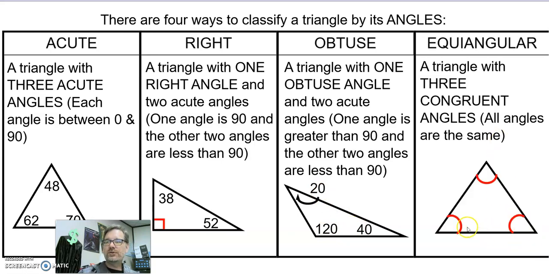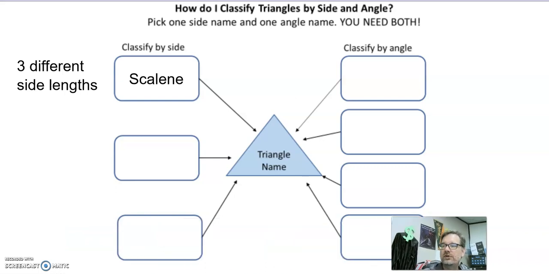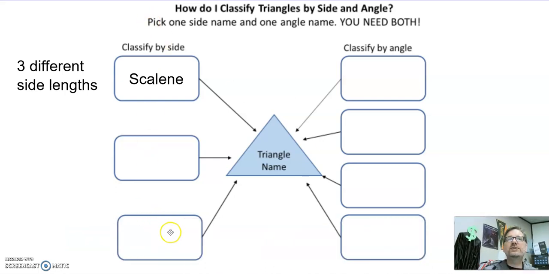Equiangular is a triangle with 3 congruent angles. And what's kind of cool is what we're going to find out later: if it has 3 congruent angles, it also has 3 congruent sides. Kind of cool. Now what I want you to do is turn your page over, and I want you to label these in.